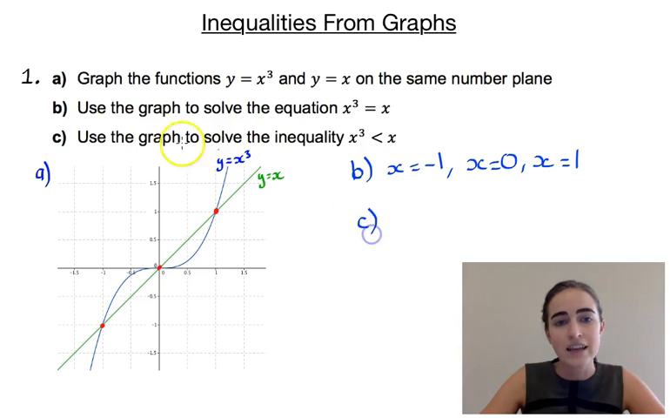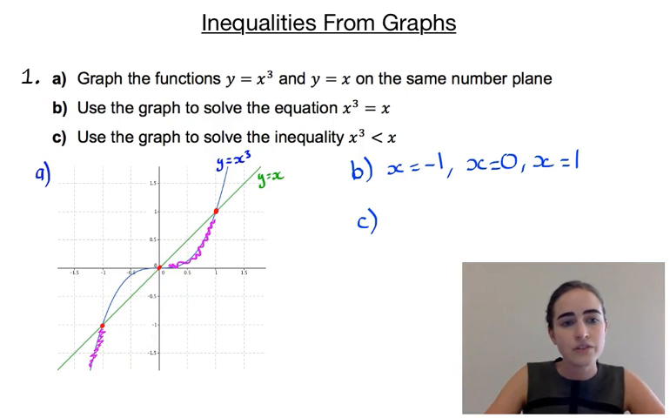For part C, it asks us to use the graph to solve the inequality x cubed is less than x. Remember, x cubed is our blue line, and x is our green one. If we want x cubed to be less than x, we want any values of x on our graph where the blue line, our cubic, is below the straight line. That's going to be this whole region in here, and it's also going to be over here. In those 2 sections of our graph, the blue one is below the green line.